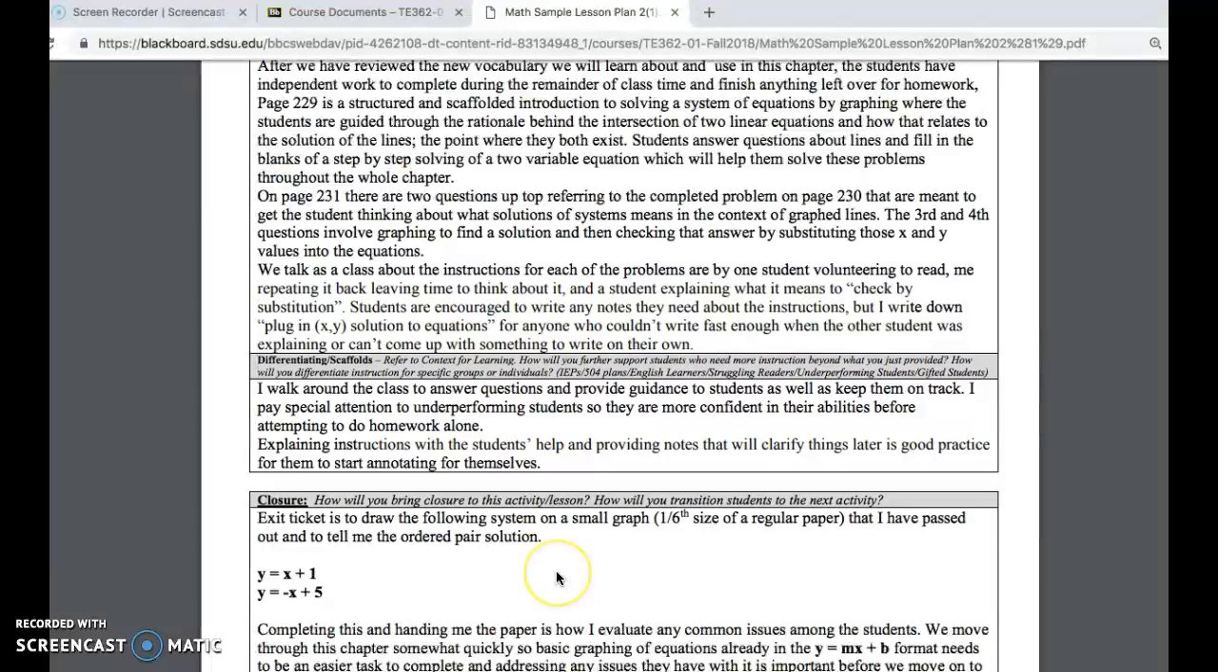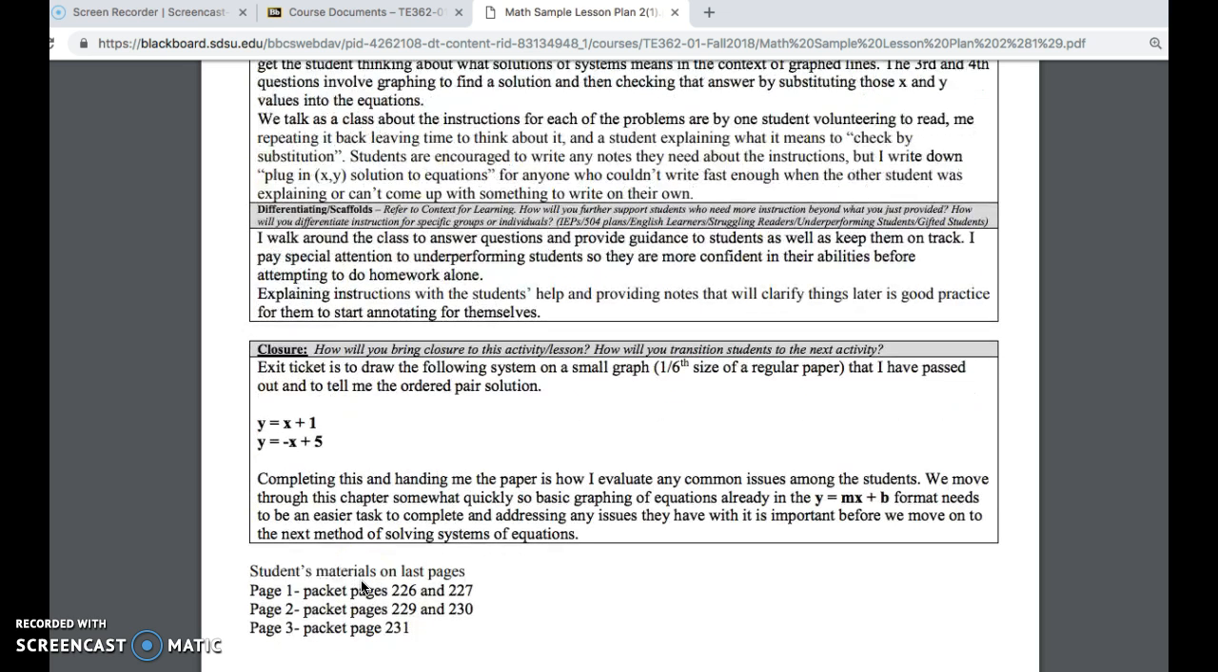And then last but not least, her closure. I like this idea of an exit ticket, which is like a small piece of paper. And this is right here. These are two linear equations. And she's going to have them find the ordered pair solution that they have in common, and then give it to her, to assure that they understand what they're doing.